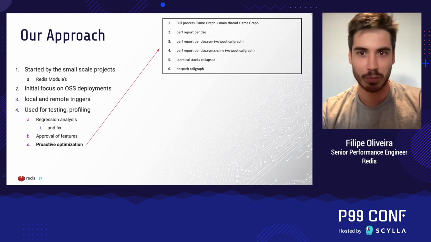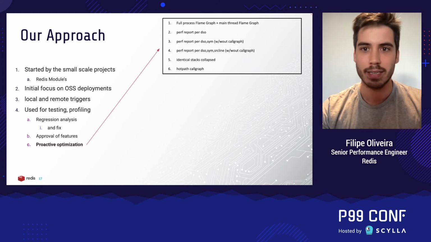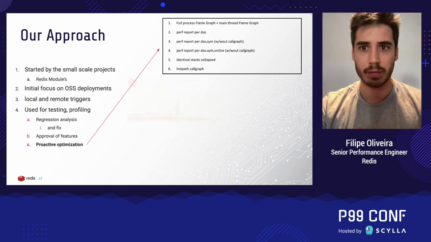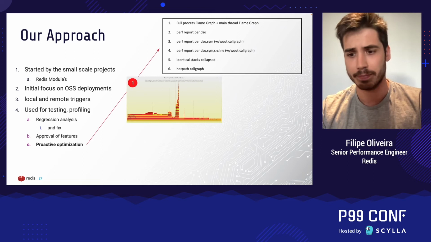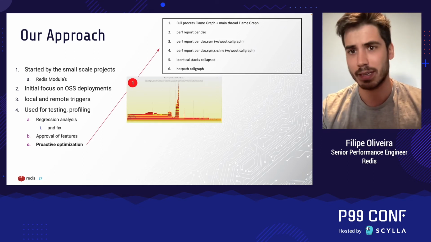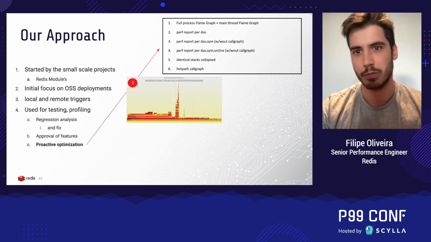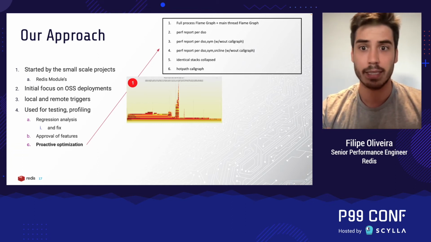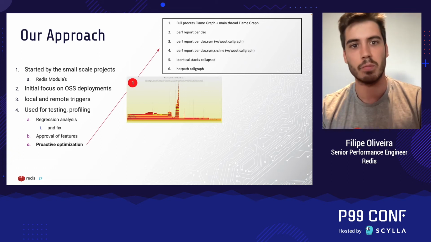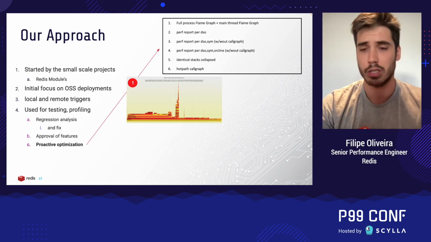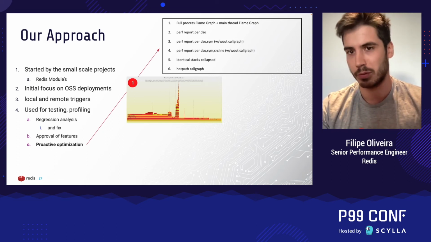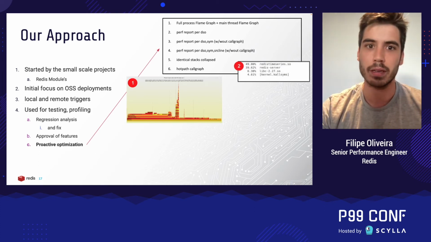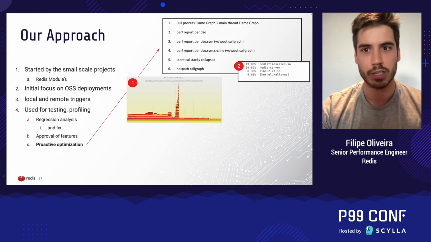But focusing on the proactive optimizations, what do we provide out of the box for developers in an automated manner? As soon as they add a new benchmark to the benchmark suite of that specific project, they will get a full process flame graph and the main thread flame graph. Both of them are important for the Redis related workloads. So they are able to see the top call stacks for the specific workload and start asking whether what's consuming the majority of the CPU cycles is what should be consuming it, or whether we are detecting some hot path that shouldn't be present.